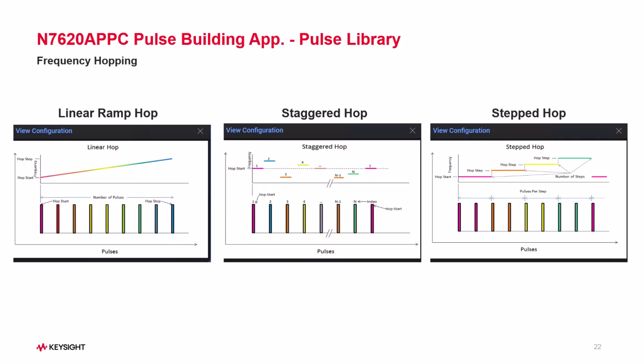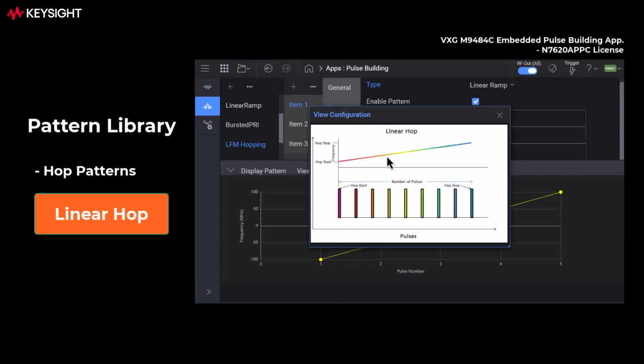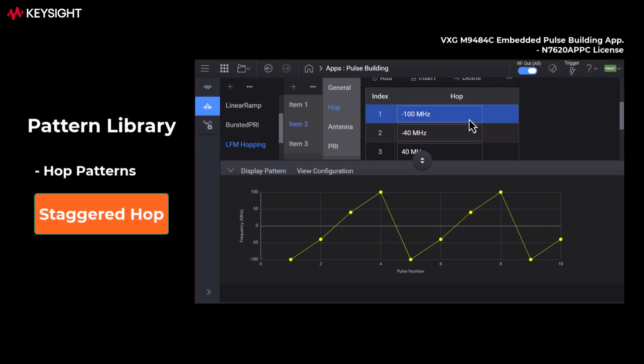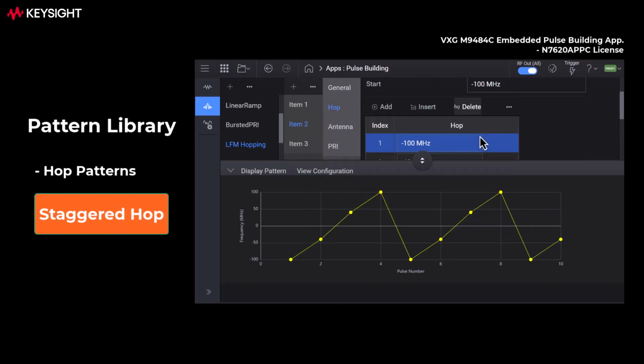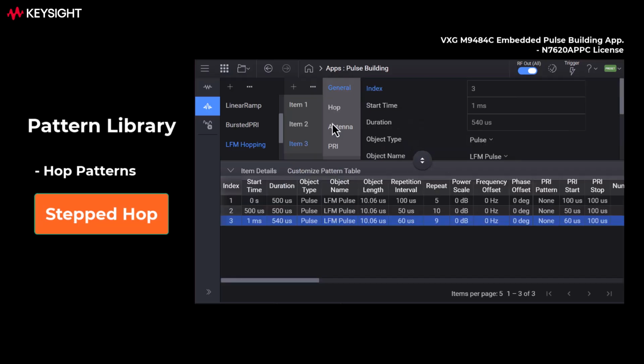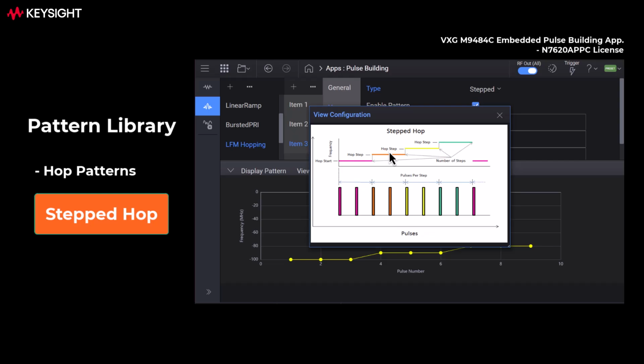Now let's talk frequency hopping, used to shift transmission frequencies between radar pulses. The Pulse Building app supports several hop types. Linear hop, where you set start and stop frequencies. Staggered hop, where you define specific hop values in a table. Stepped hop, where you set the start frequency, step size, number of steps, and pulses per step.